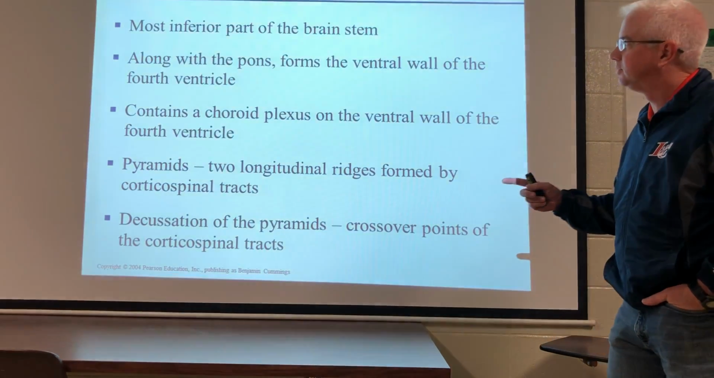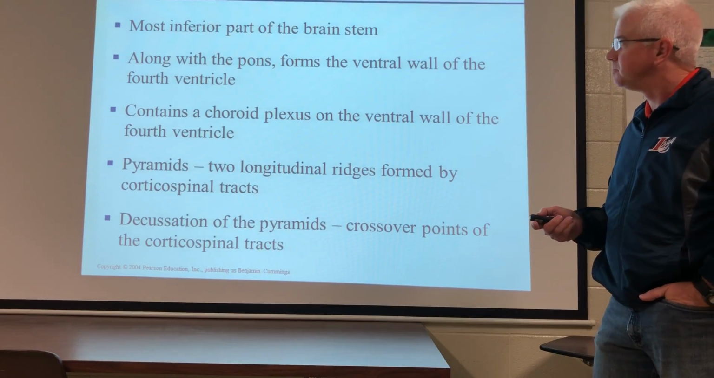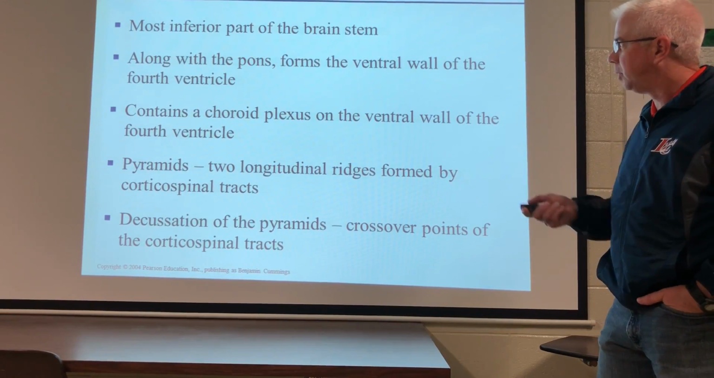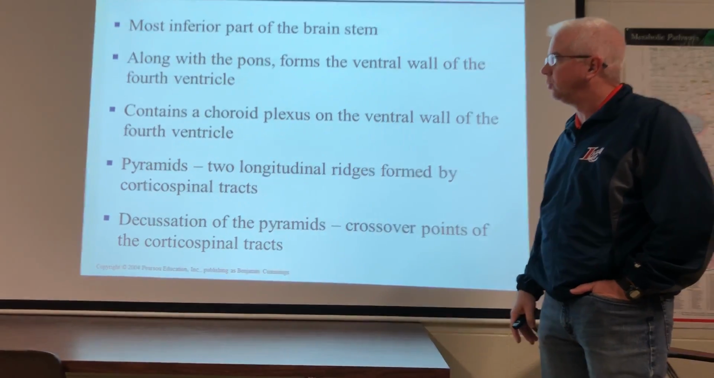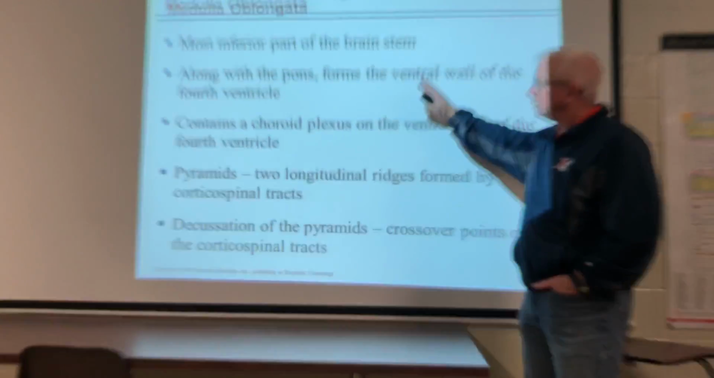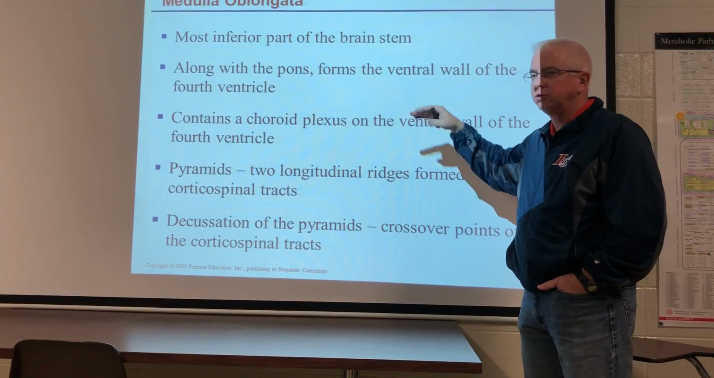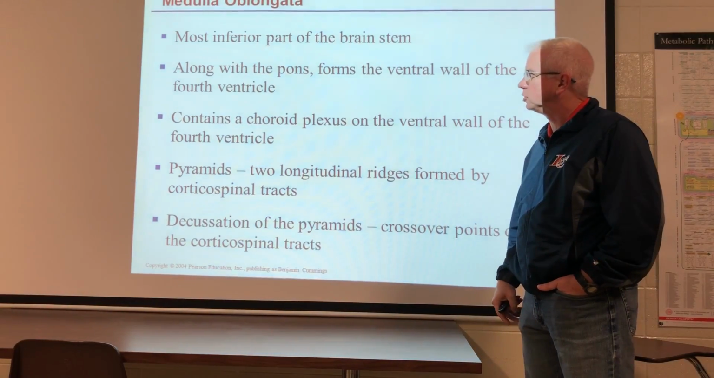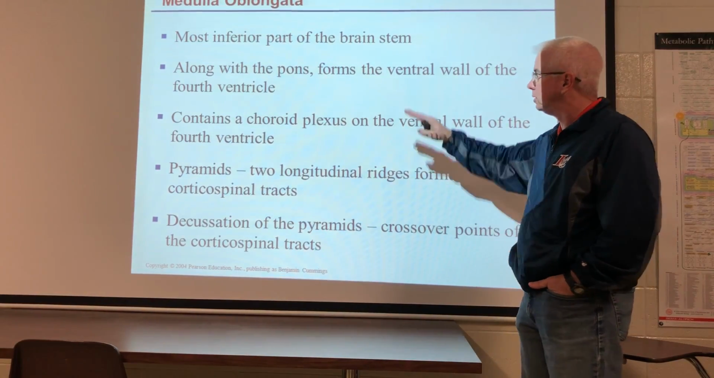So we've worked our way down to the most inferior part of the brainstem, the medulla oblongata. This structure, along with the pons, forms the ventral wall of the fourth ventricle. Now we're going to pause here in this area and talk about this fourth ventricle and its proximity to the structures of the pons and the medulla for just a moment.